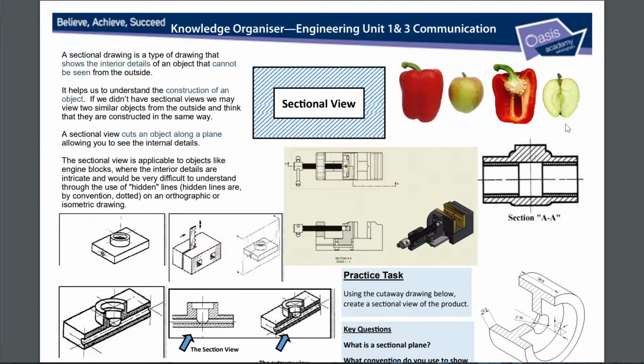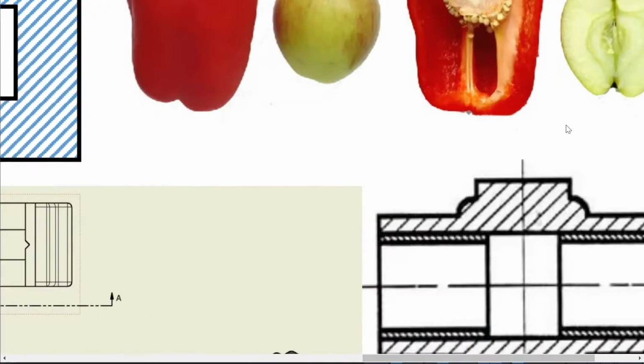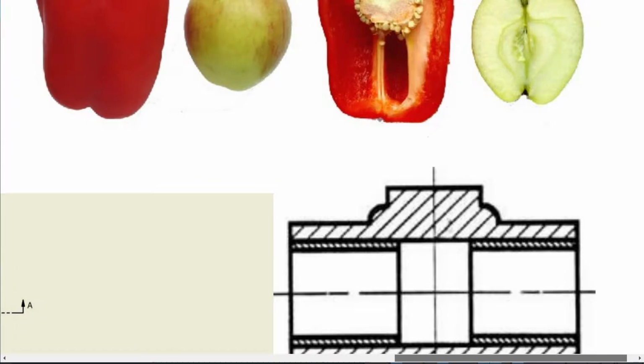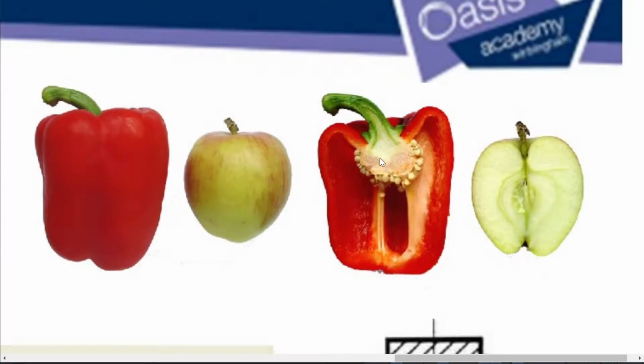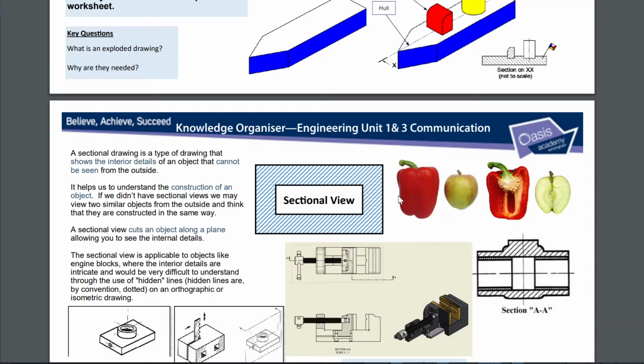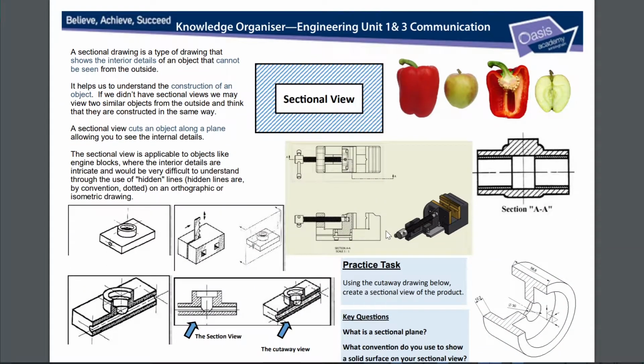Where it's much, much easier to understand what's happening inside an apple if you just provide a section. The same thing with this capsicum, right? Way easier to understand what's going on, and that's generally the way we approach things. Is that we can give a lot more information about an object if we provide multiple views where one of them is a section view.